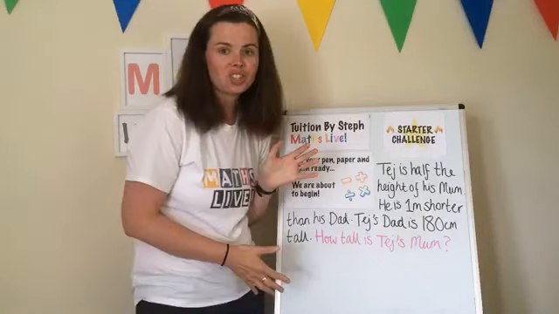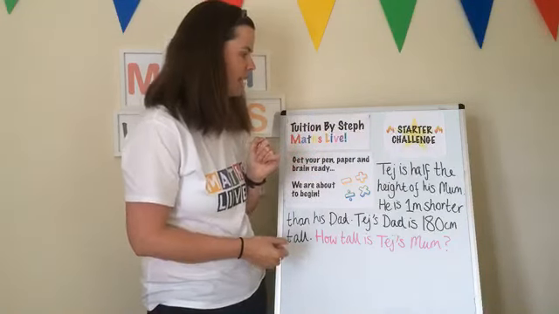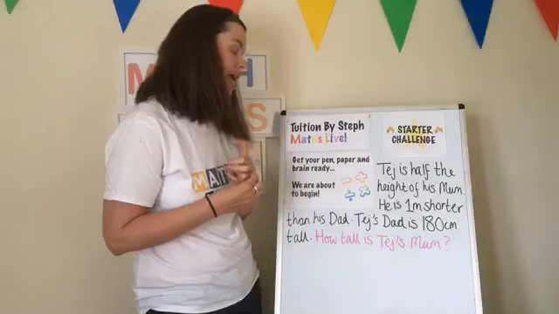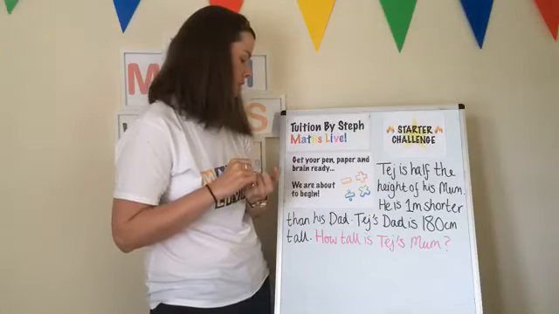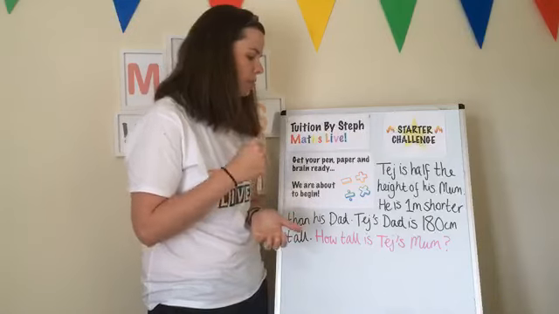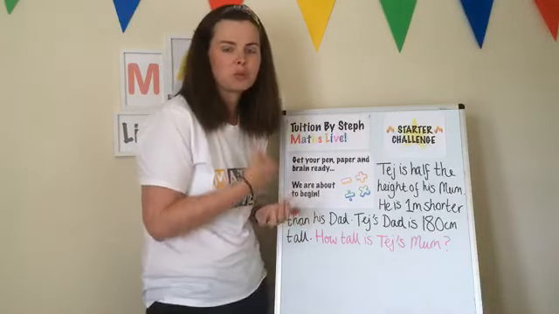So here's your starter challenge for today. Tej is half the height of his mum. He is 1 metre shorter than his dad. Tej's dad is 100 centimetres tall. How tall is Tej's mum? Have a go at that while I do some more shout outs.